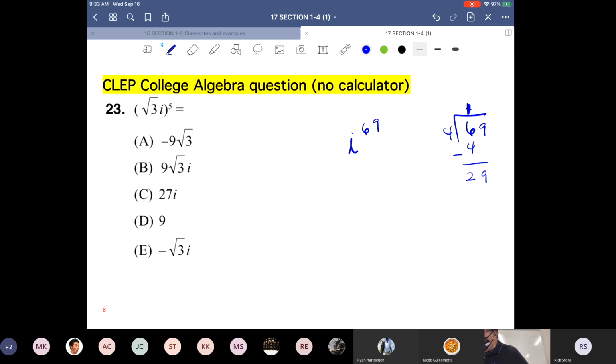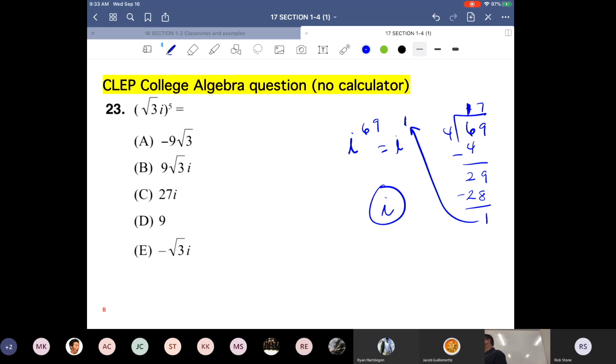And then I'm going to take 4 into that and get 7. And so i to the 69th is the same thing as i to the 1st power, whatever the remainder is. And that gets me that it's just i.